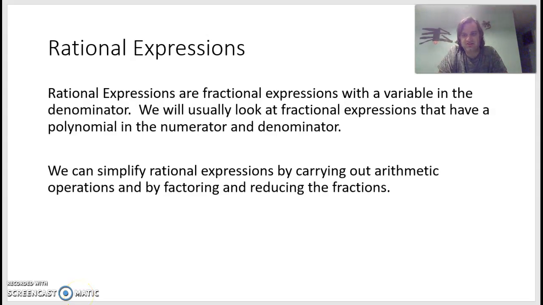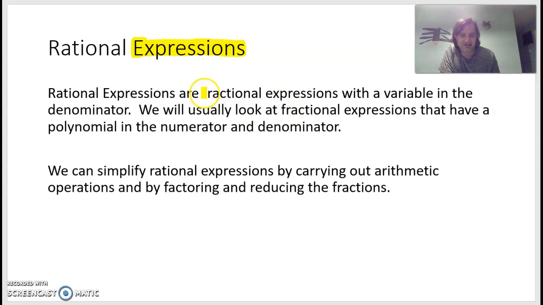Hey, it's Mr. Allred, and we're going to work with rational expressions here. And the thing to remember is expressions. The things we can do with expressions are combine them, simplify them, rewrite them. It's not an equation where we solve for a variable. It's an expression where we can rewrite things.